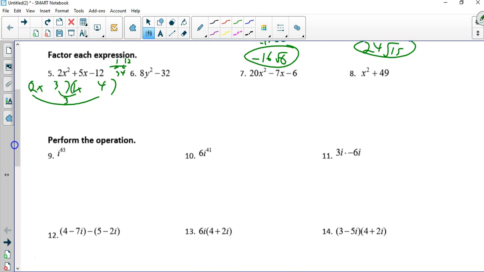3 times 1 is 3. 4 times 2 is 8. 8 minus 3 is 5. We have a winner. We want more positives. So that means we want this to be positive, that to be negative. The 8 came from 2 times 4. And the 3 came from 1 times 3. So there's my breakdown. 2x minus 3 times x plus 4.